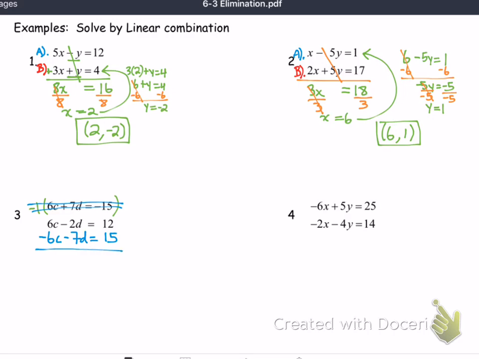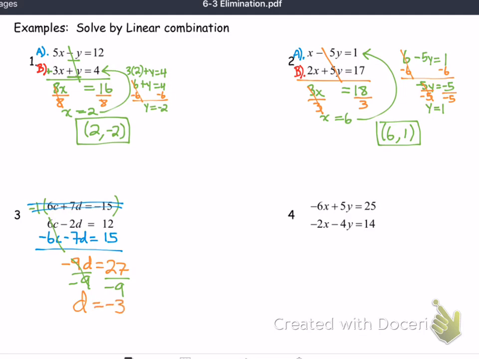Now you'll notice that the 6c and the negative 6c, if you add up and down, can actually cancel. And then we get negative 9d is equal to 27. Divide both sides by negative 9, and then d is equal to negative 3.